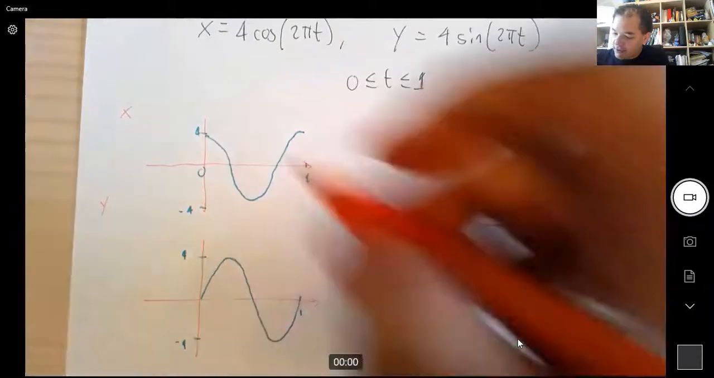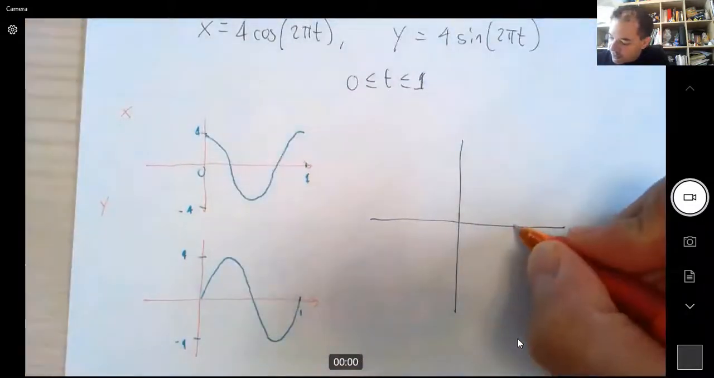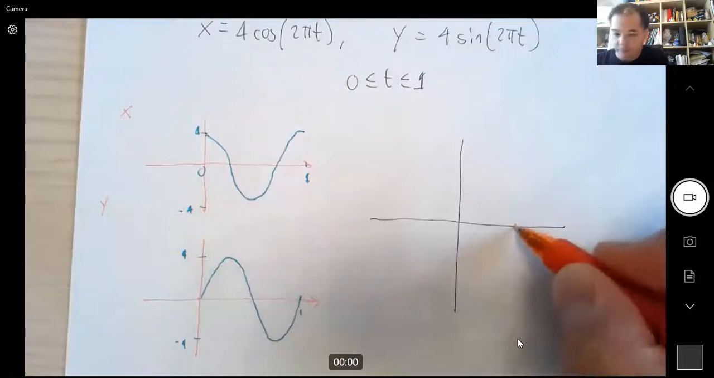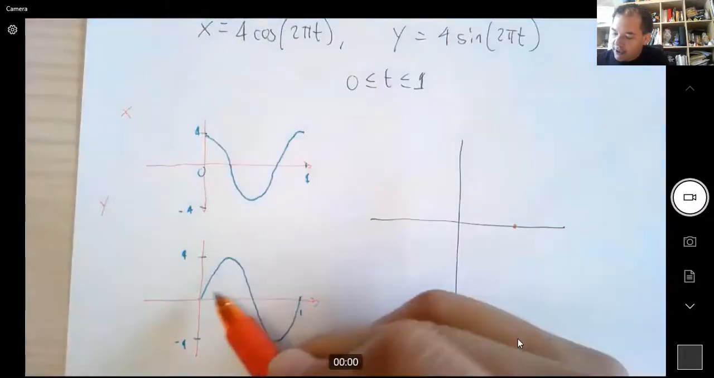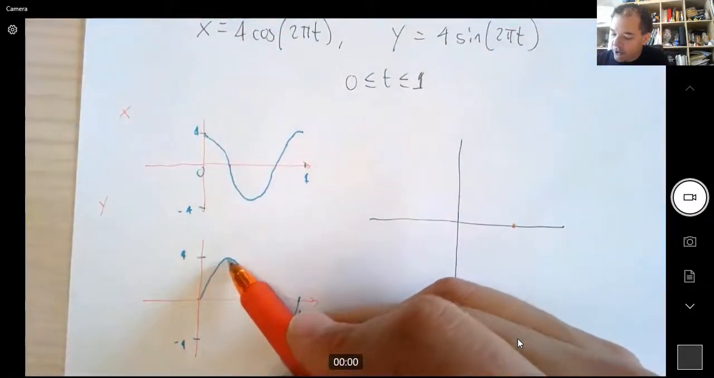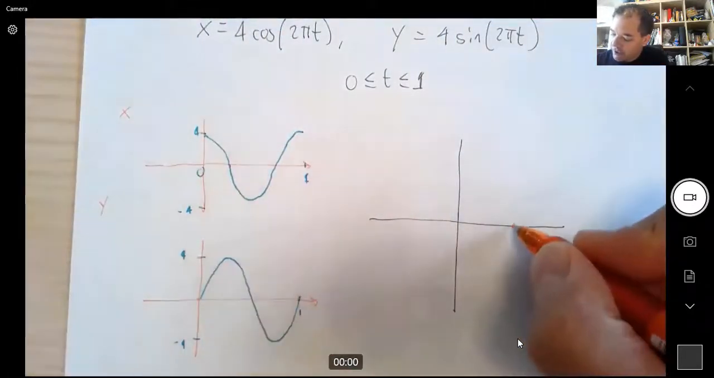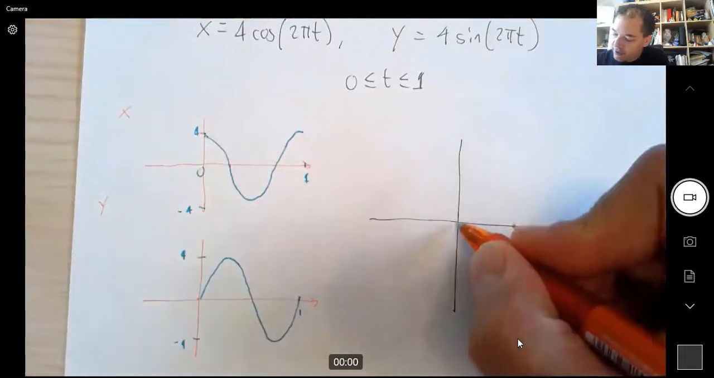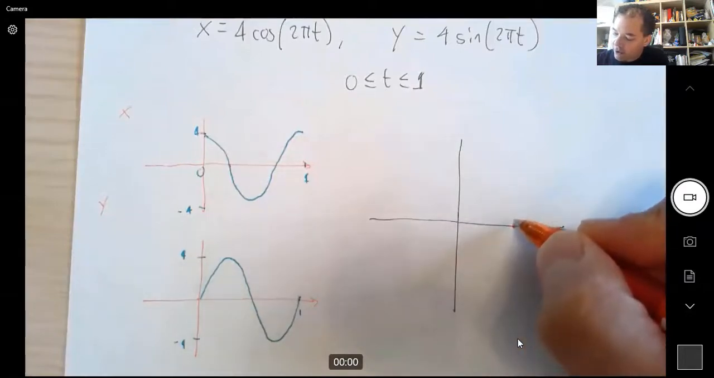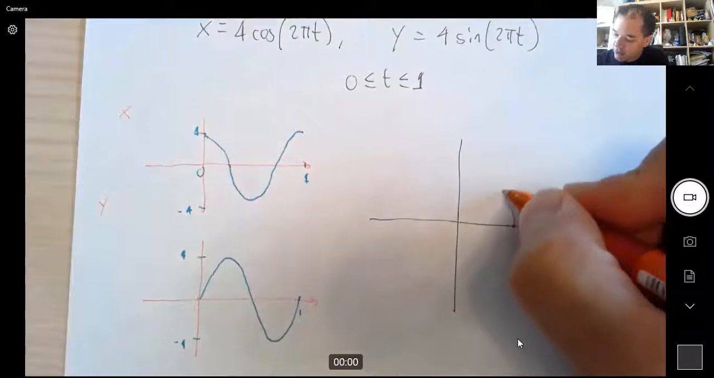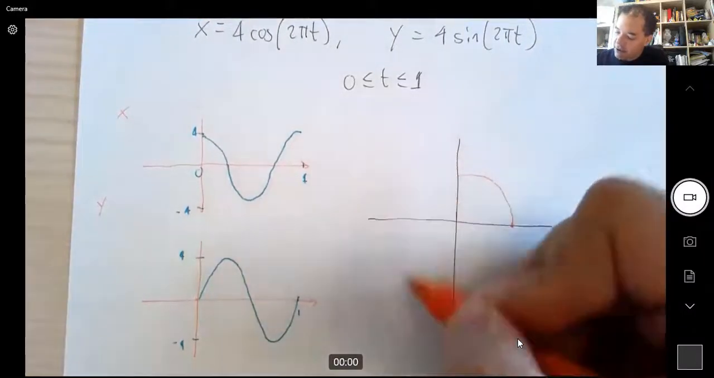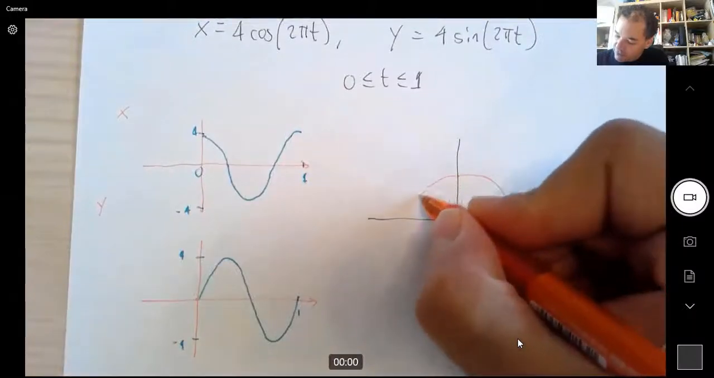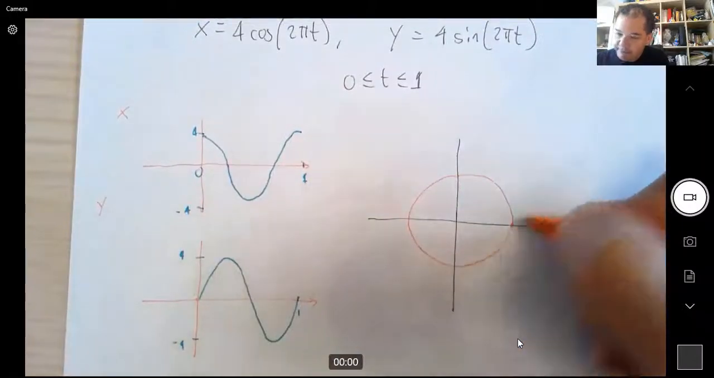And what is it? So the x starts at 4, and at that time the y is 0. So we start somewhere over here. Now the x is becoming smaller all the way to 0, and at the same time the y is growing all the way to 4. So the x is smaller, so I go this way, and the y grows, so I go high. So it kind of goes like this, right? And then it continues. So it's sort of a shape like this.